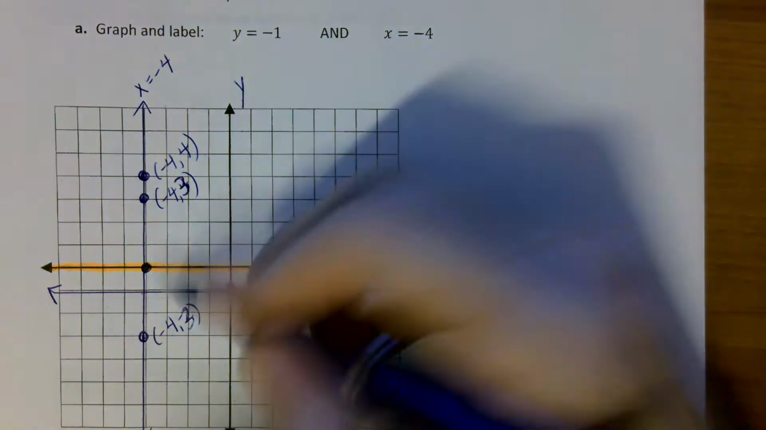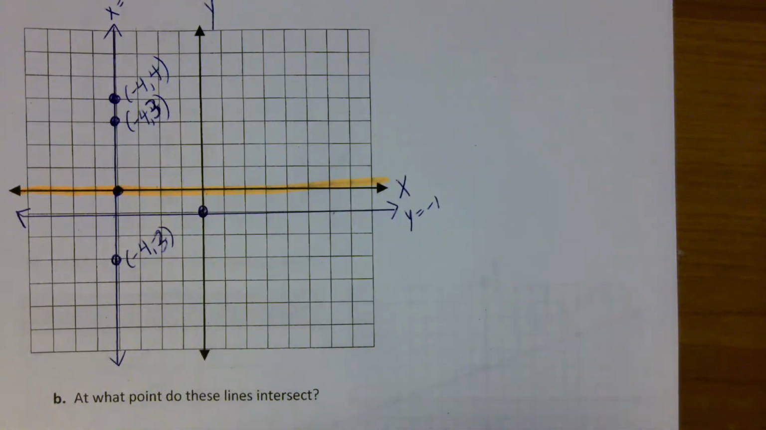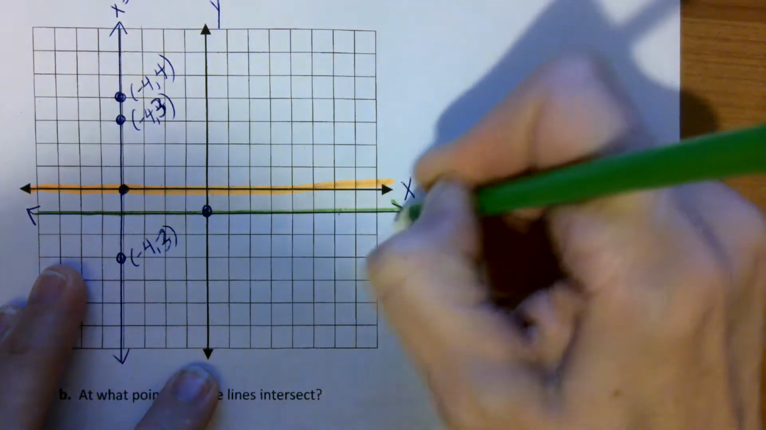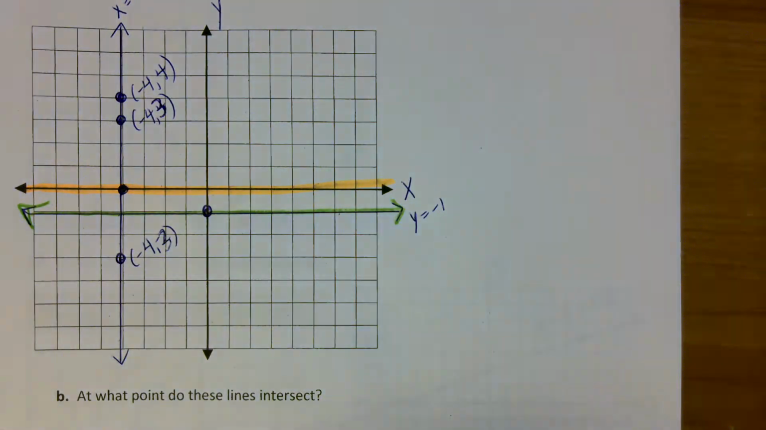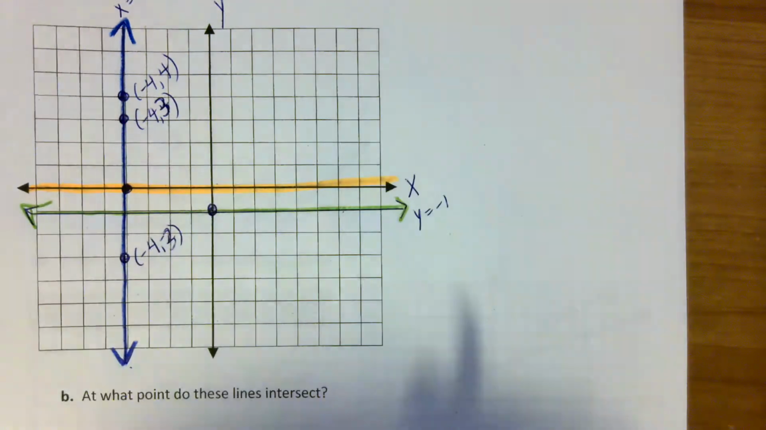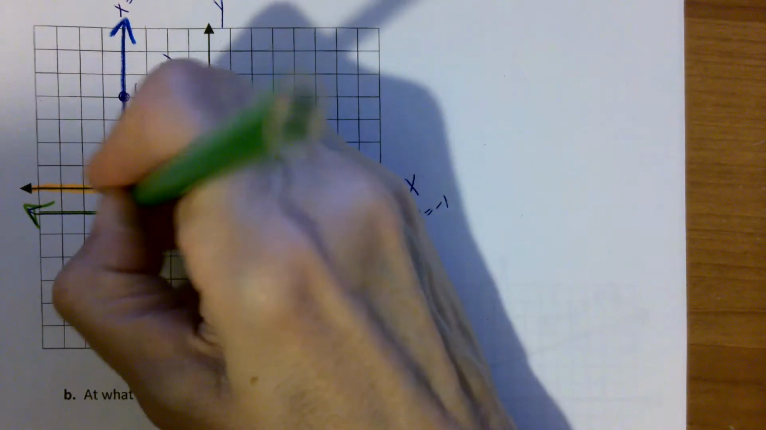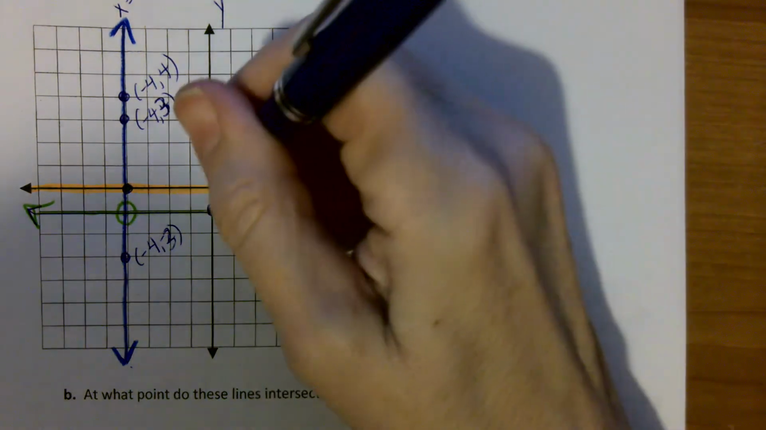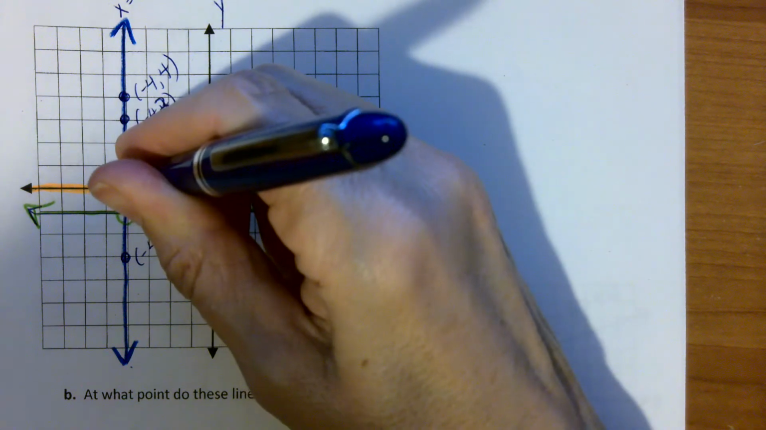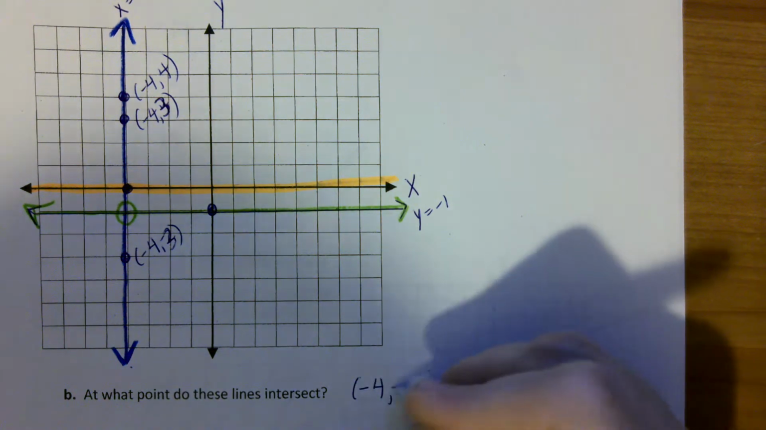But look at our pattern. The x value is always negative 4. So now, at what point do these lines intersect? So I want to know, when does the line y equals negative 1 intersect with the line x equals negative 4? If you find it difficult, just follow one of these lines till it touches the other, which is right here. And looking at the origin, we went negative 4, 4 to the left, and down 1, negative 1. So they intersect at negative 4, negative 1.